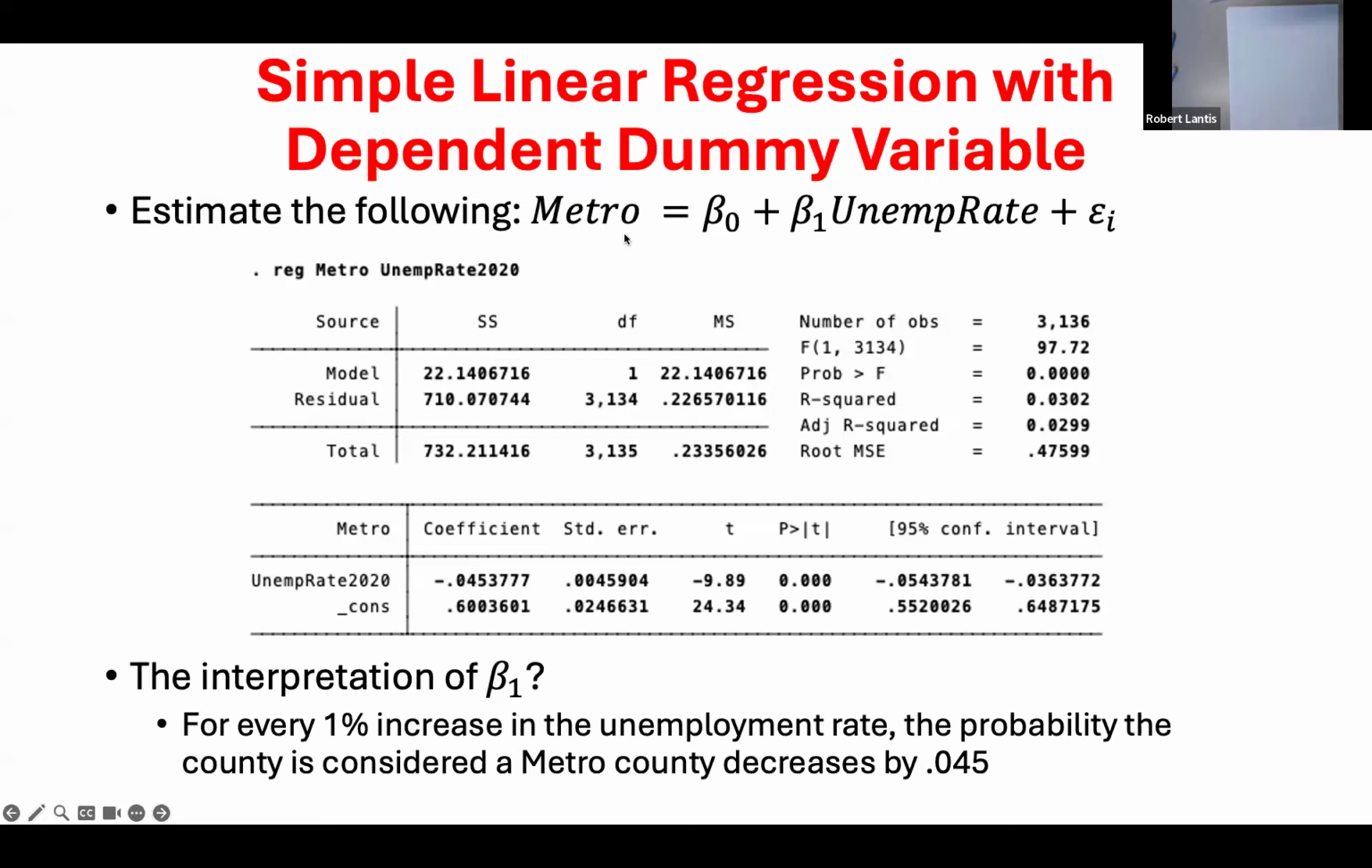Being a metro county. So this actually goes against what I thought, because this is telling me that when the unemployment rate is higher, it's actually less likely that I'm going to be looking at a metro county. So this is saying the unemployment rates in rural counties must be higher, right? Because if unemployment rates being higher means it's less likely to be a metro county, that means that when unemployment rates are higher, it's more likely it's a non-metro or a rural county. Okay.